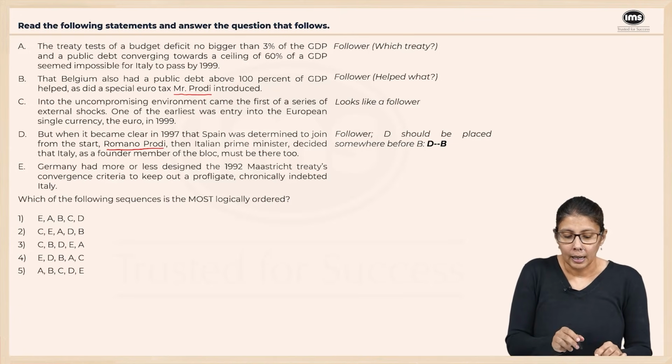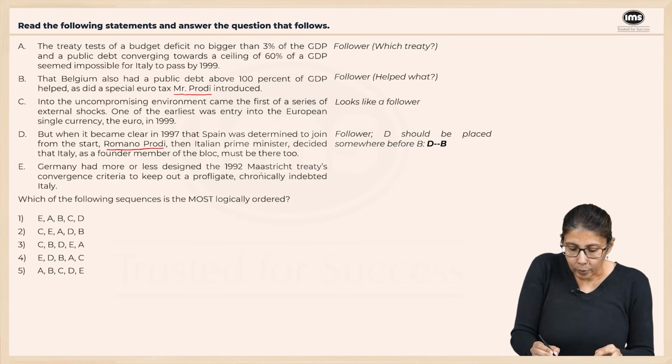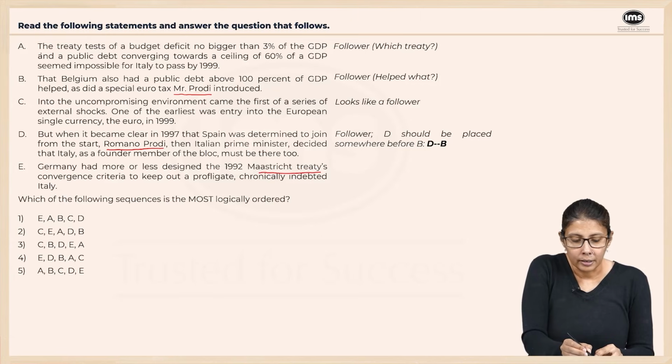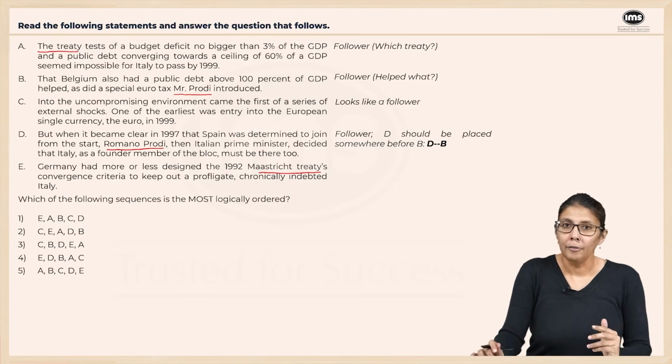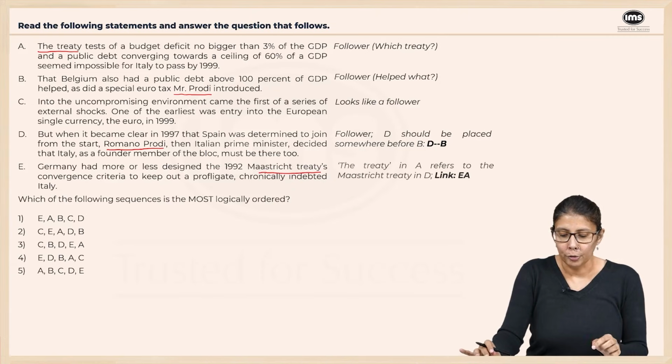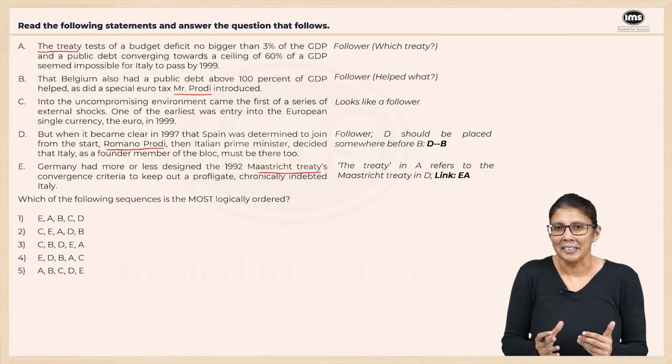Let's look at E. Germany had more or less designed the 1992 Maastricht Treaty's convergence criteria to keep out a profligate, chronically indebted Italy. Now, this actually looked like the starter for me when I read it the first time, but the other thing that I realized is that when I say the Maastricht Treaty, the treaty in A obviously refers to this, it can't refer to anything else. So I found my first link. It is going to be E and A. So I didn't bother with what the starter is, because the starter honestly is very difficult to figure out here.